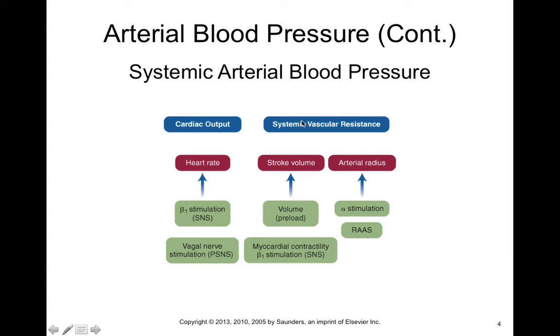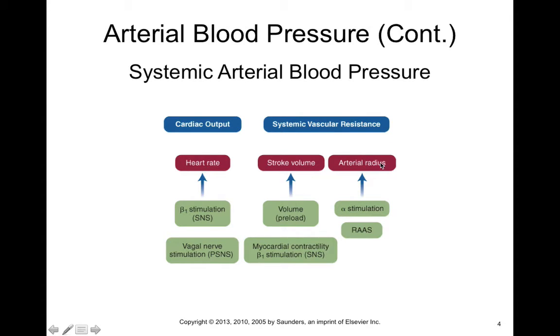Now, we can also change our systemic vascular resistance through a variety of mechanisms. The fastest, though, of which is arterial radius. Now, we know that the radius or diameter of our blood vessels is modifiable because of their tunica media, which is the smooth muscle layer. So depending on the contracted state of that smooth muscle, we can vasoconstrict or vasodilate. Now, vasoconstriction leads to an increase in resistance, and if we increase resistance, we increase blood pressure. If we vasodilate, that decreases resistance and therefore decreases blood pressure.